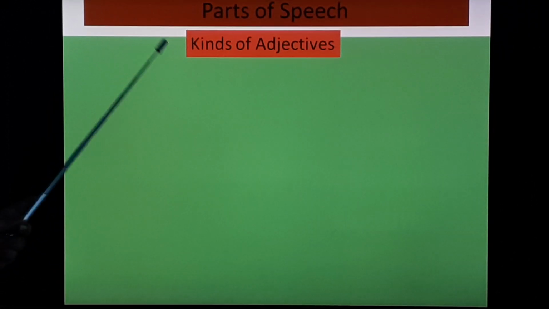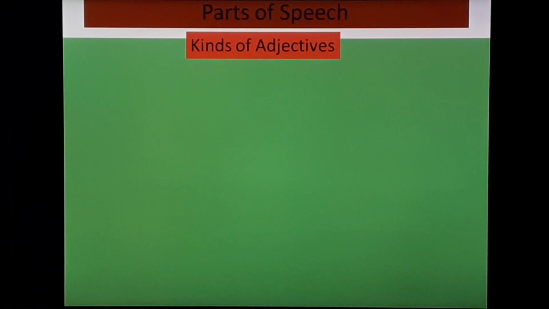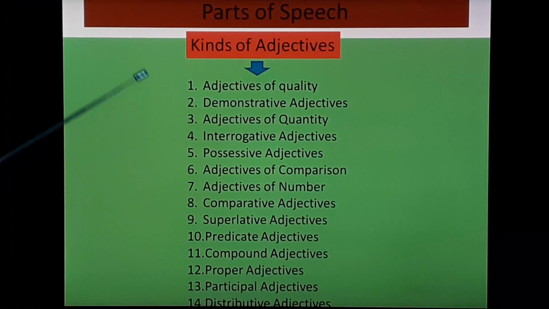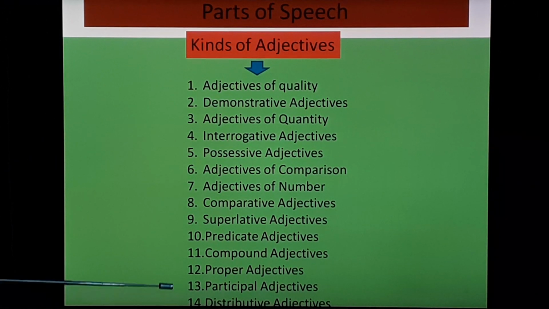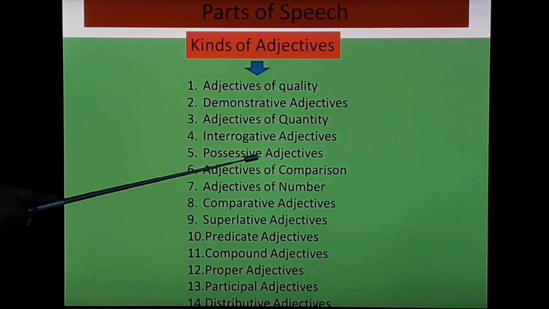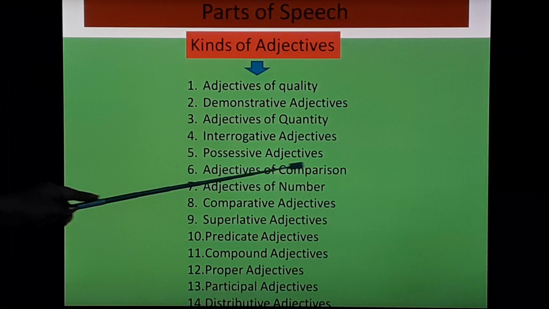First of all, we will see kinds of adjectives. There are 14 kinds of adjectives and we have already completed till this 4. So today we are going to see possessive adjectives and adjectives of comparison.